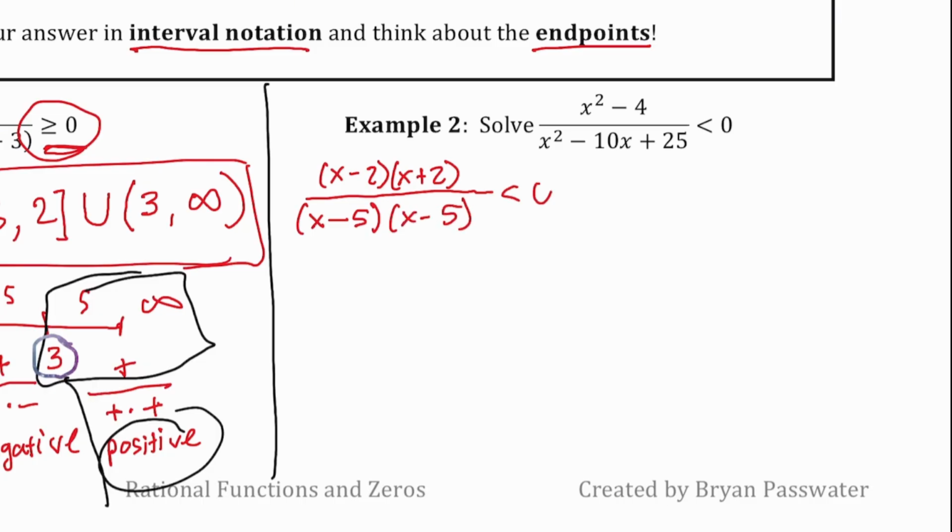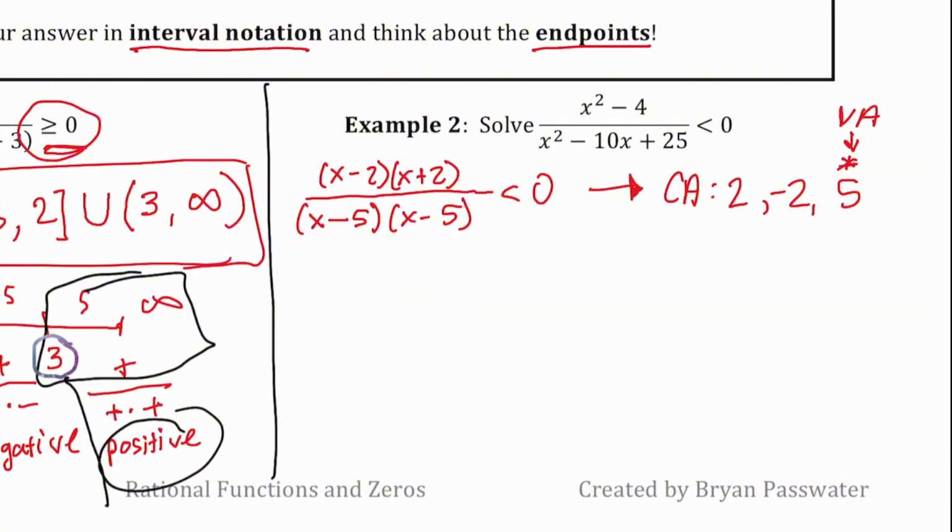And it's less than 0. So our critical values are going to be positive 2, negative 2, and then 5, positive 5. But that positive 5 is going to be our vertical asymptote because it's in the denominator.